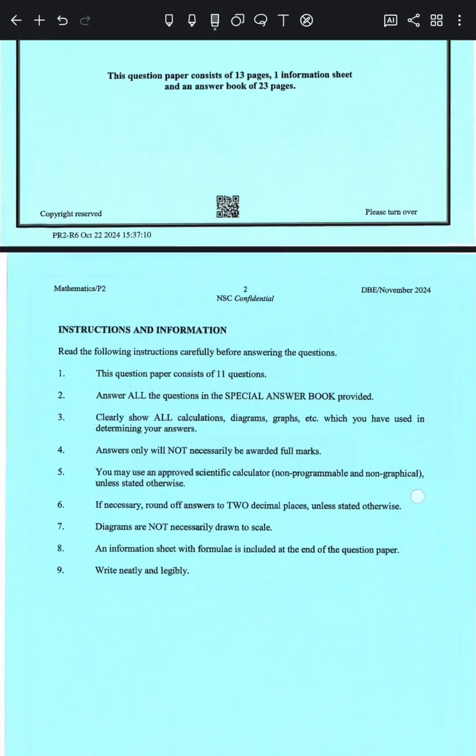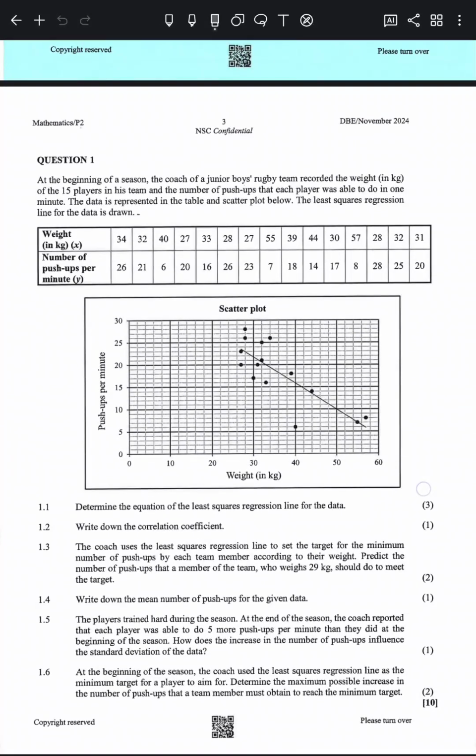So now I just want us to really go through this paper together and try to see if the examiner was fair or not. Let's just take a look at it. Okay, this is Mathematics Paper 2, November 2024. So it's out of 150, then it is 3 hours. Therefore now, question number 1, it's pretty fair because this is within the syllabus of grade 12.